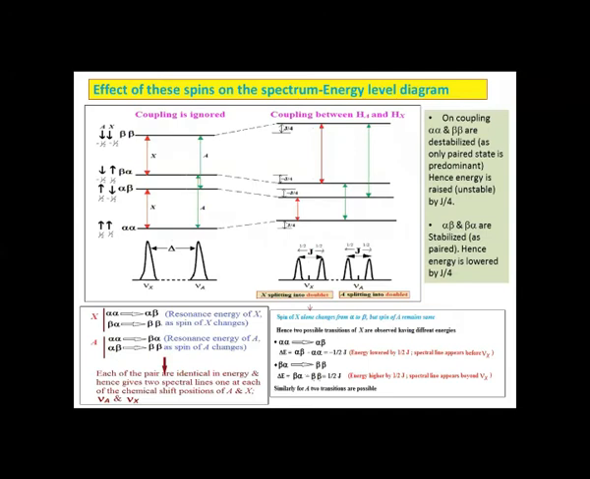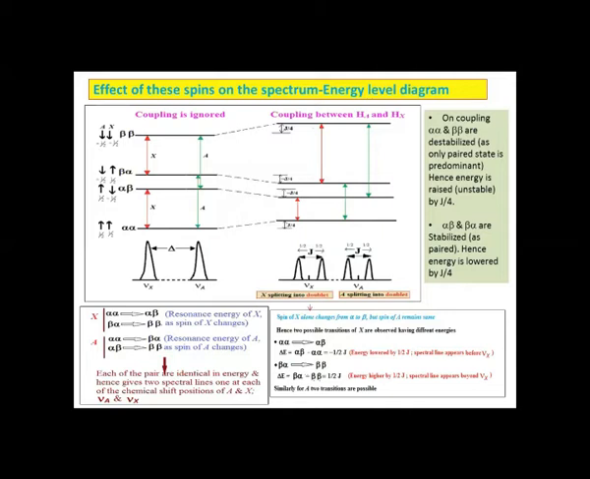So this slide shows how the transition occurs between these spinning states based on the energy level diagram. The effect of these spins on the spectrum shows how the peaks are obtained before coupling and after coupling. The four possible spin combinations are shown for this AX system in four different energy levels.